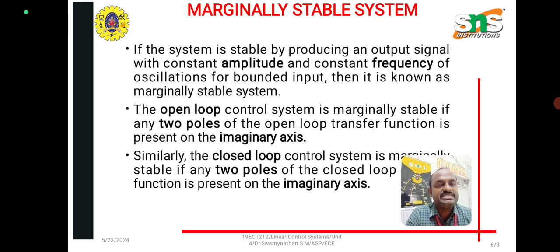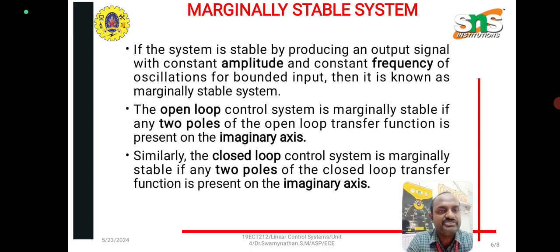Next, the marginally stable system. If the system produces an output signal with constant amplitude and frequency of oscillations for a bounded input, then it is called a marginally stable system. The open loop control system is marginally stable if any two poles of the open loop transfer function are present on the imaginary axis. Similarly, the closed loop system is marginally stable if any two poles of the closed loop transfer function are present on the imaginary axis.